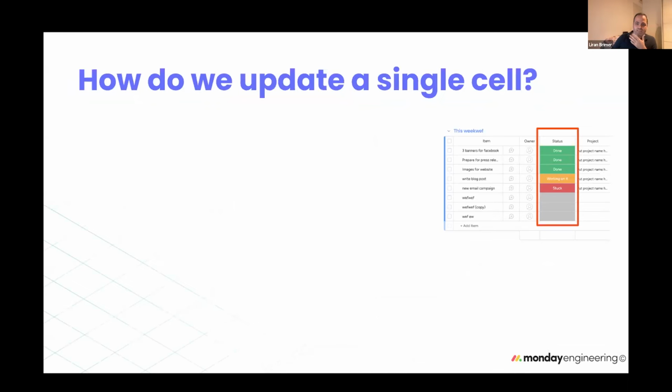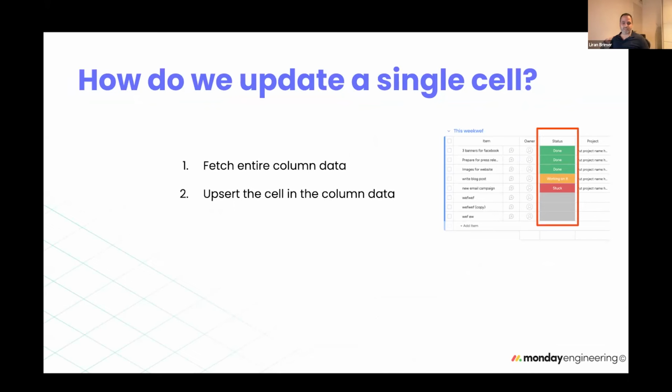So how do we even update a single cell when your format is columnar? Remember, we need to fetch the entire column data because this is the basic unit of data we have. This is the most granular level. So even if we are changing just a single cell from stuck to done, we still need to fetch the entire column. We need to locate that cell in the column data and then write the updated column data. And of course, this can happen in parallel by many users working on that column. So we need to lock.